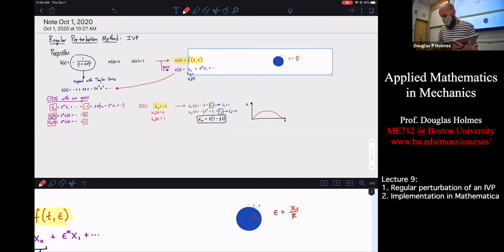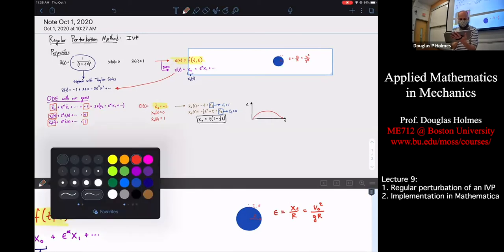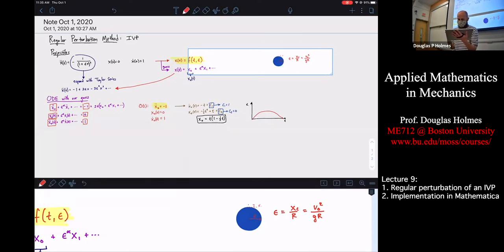I'm going to remind you over here. I think it's V naught squared over G times R. So epsilon is basically the ratio of the initial velocity squared over gravity times the radius of Earth.